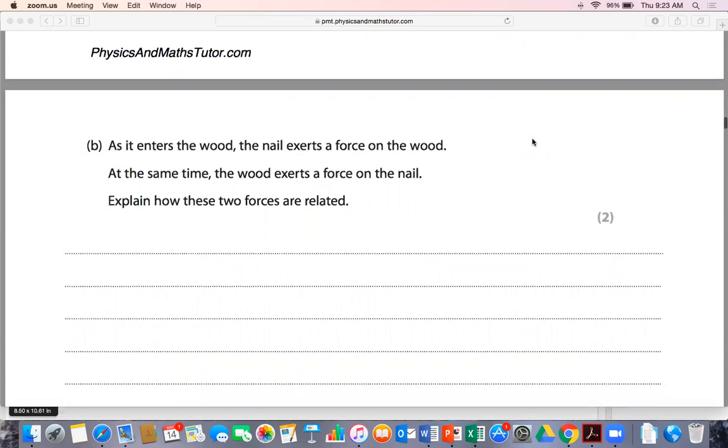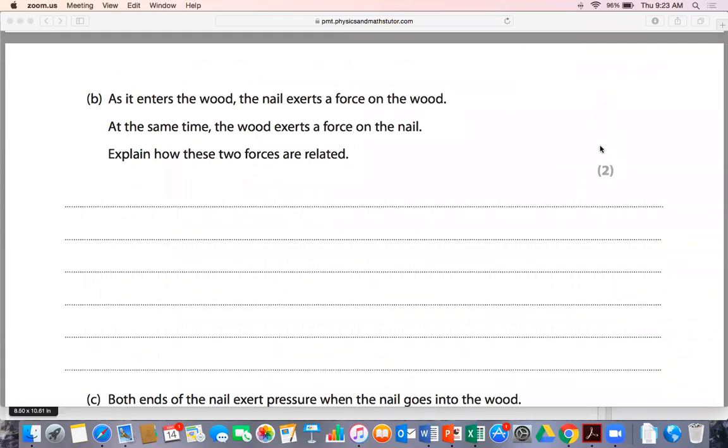Anyone? So I put the force exerted by the nail is greater, therefore the nail is able to penetrate the wood. The force exerted, say that again, force? The force exerted by the nail is greater, therefore the nail is able to penetrate the wood. Okay. Anyone else?